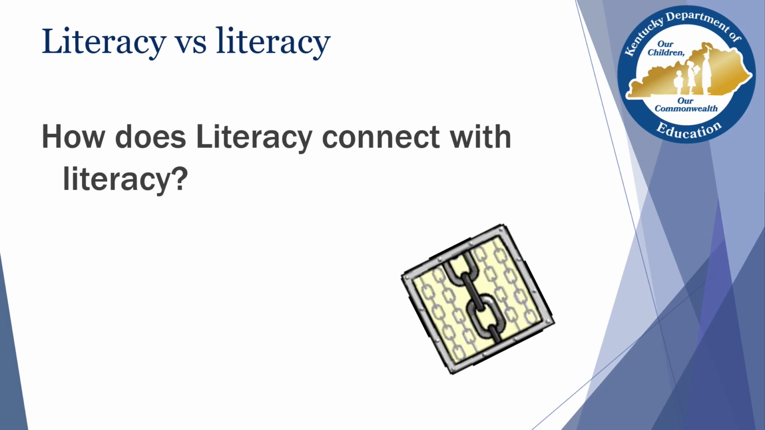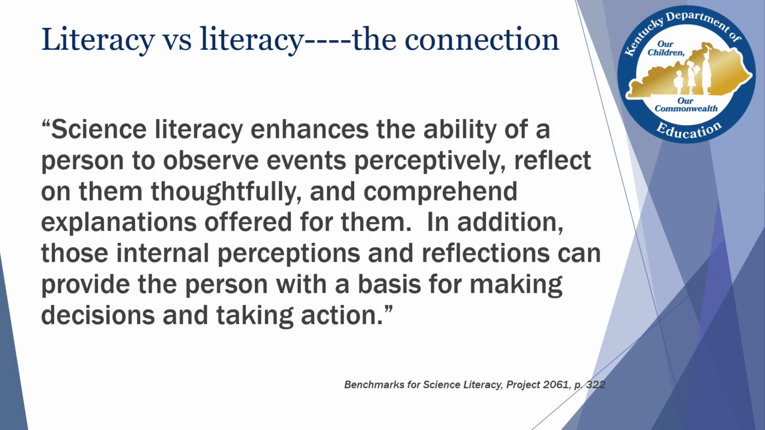So how do these really connect? How does that big L literacy and that small L literacy actually connect? In Benchmarks Project 2061, which was published many years ago, our goal for 2061 in science is that science literacy enhances the ability of a person to observe events perceptively, reflect on them thoughtfully, and comprehend explanations offered for them. In addition, those internal perceptions and reflections can provide a person with a basis for making decisions and taking action.